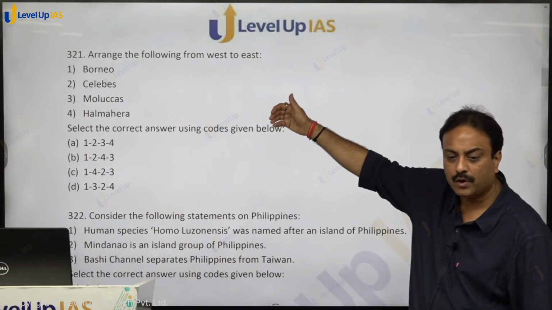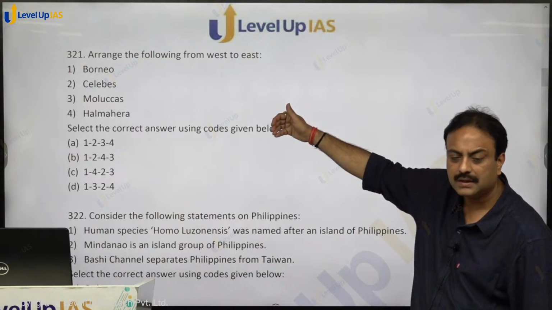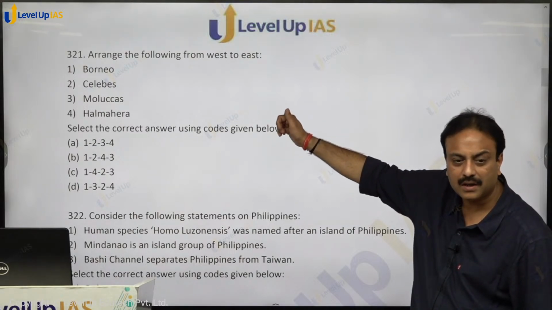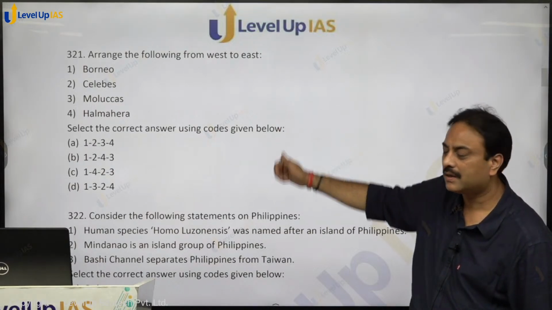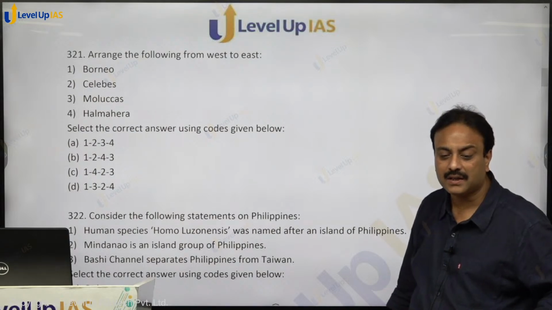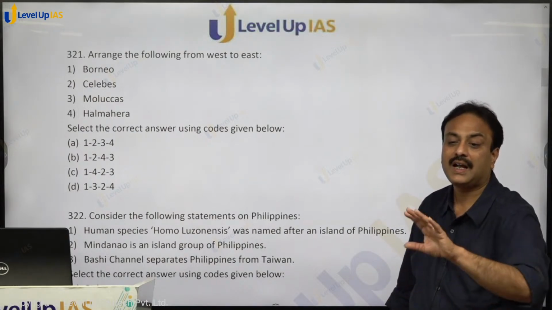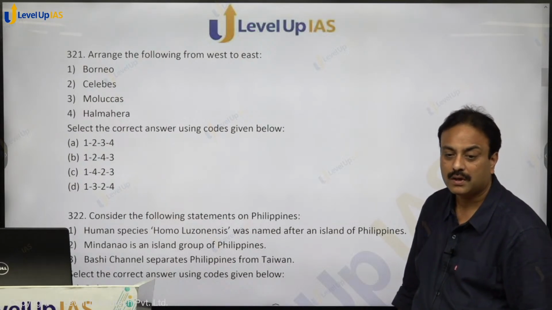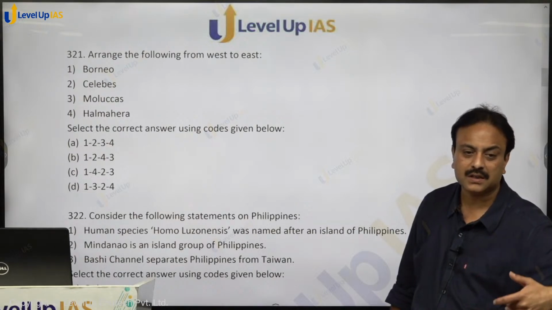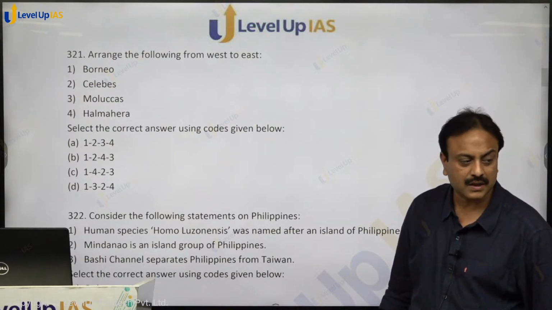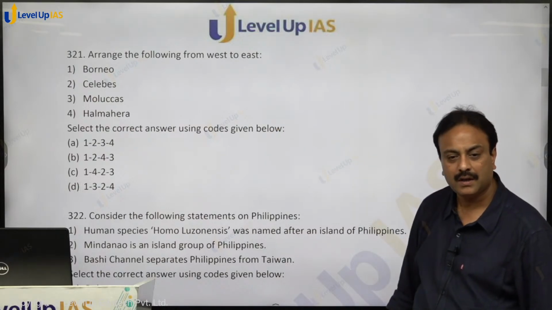So it is Borneo followed by... नहीं मिल रहा. Check for that, you will find that. Don't look for Moluccas Sea. Island group you have to look. You will find Borneo, Celebes, Moluccas, Halmahera. That is the correct sequence. So it will be 1, 2, 3, 4. Option A for apple will be the right answer.